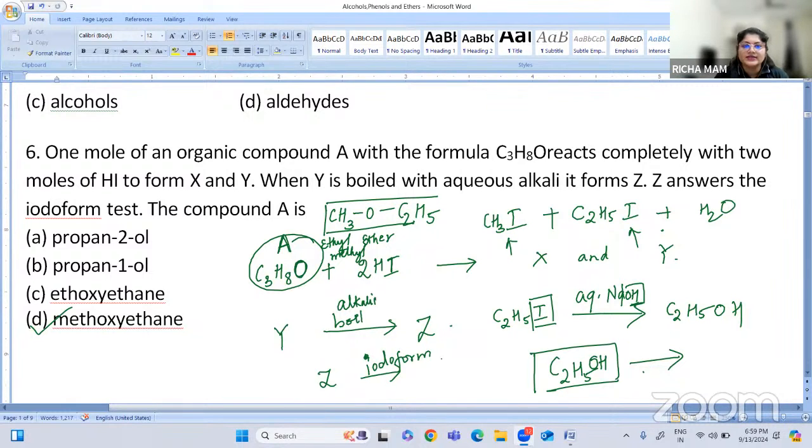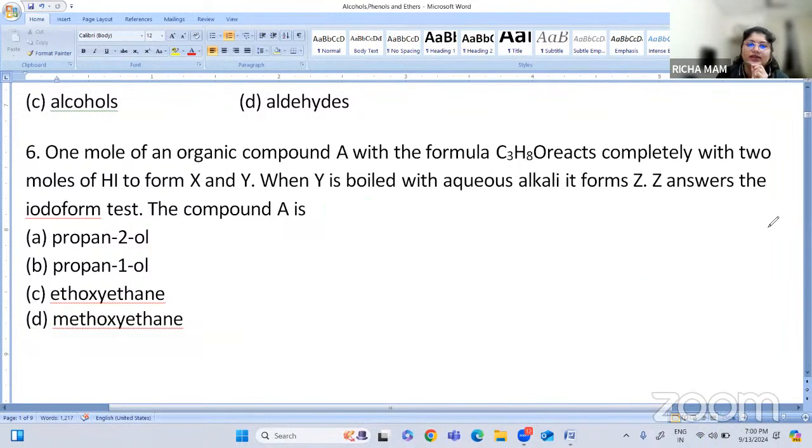So like this, ether is there, and they have given the formula. That is reacting with 2 moles of HI. When it reacts with HI, you get substituted iodides: methyl iodide and ethyl iodide. So that is X and Y. Then they have said Y is reacting with aqueous alkali. You get an alcohol, and this alcohol will answer the iodoform test. So which is the compound? It is methoxyethane. So option number D is the answer. Let us go for the next one.